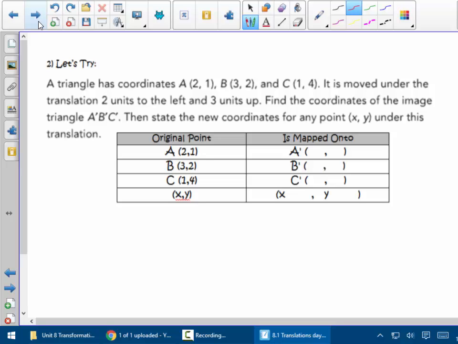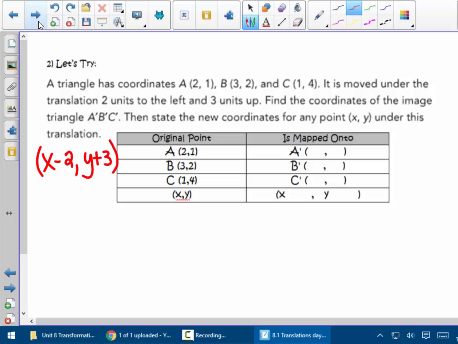Number 2, let's try a triangle. A triangle has the coordinates A at 2, 1, B at 3, 2, C at 1, 4. It is moved under the translation 2 units left and 3 units up. 2 units left, so that's an x minus 2 move, and 3 units up, a y plus 3 move.